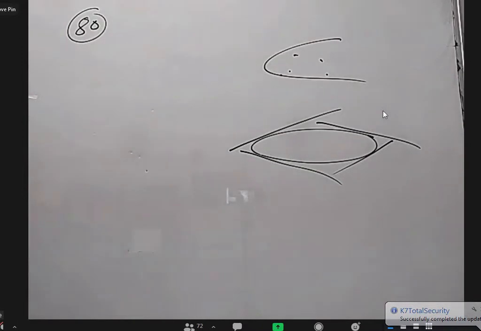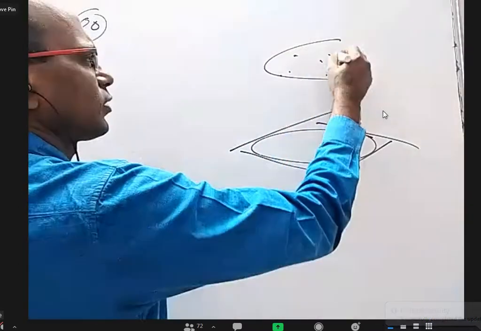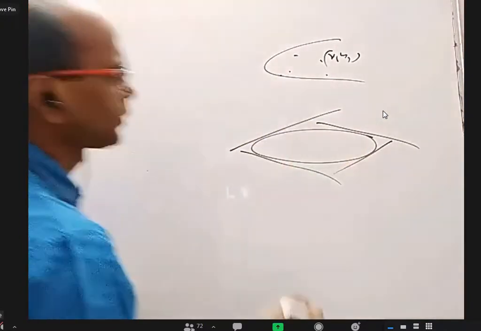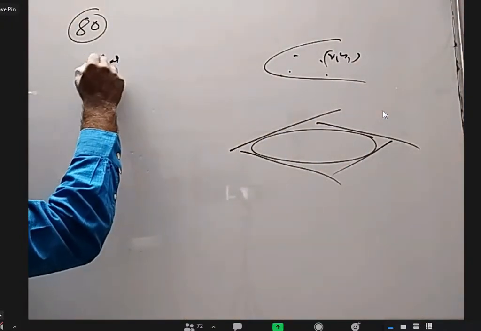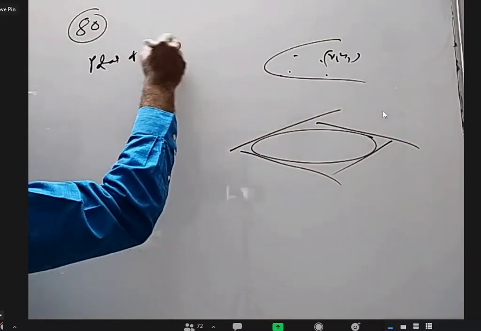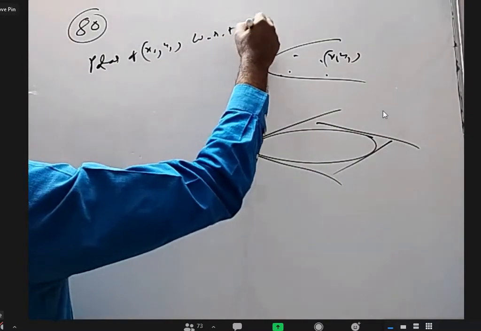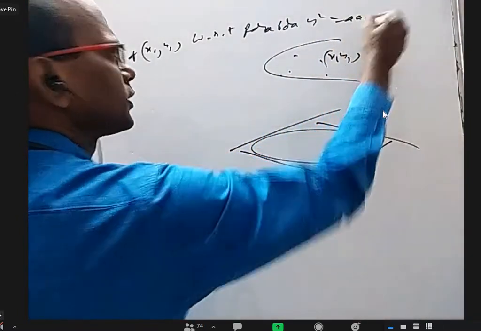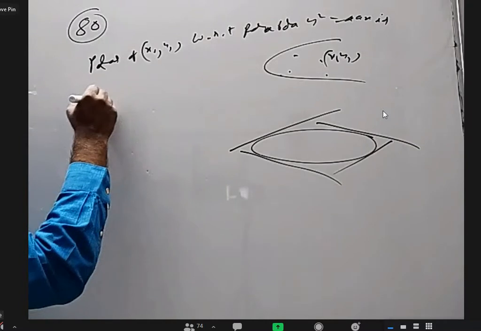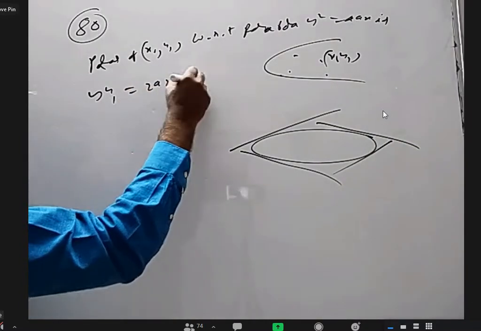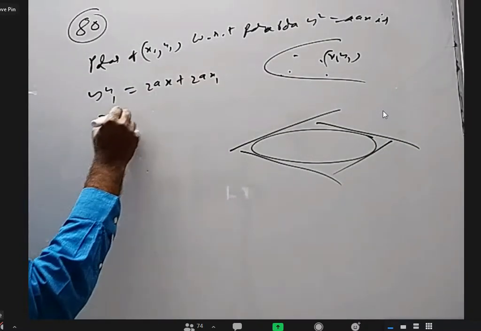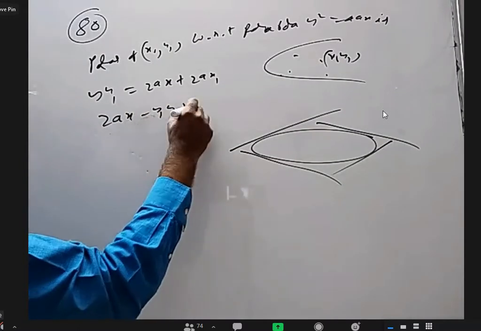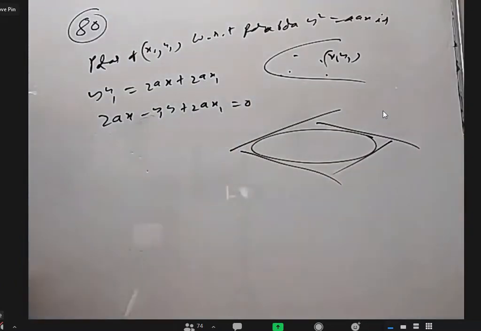Okay, so it's very simple. There is a point x1, y1, you take it, find polar with respect to parabola, that line should touch the ellipse. So find polar of x1 comma y1 with respect to parabola y square equal to 4ax, which is y1 y equal to 2a(x plus x1), that is, 2ax minus y1 y plus 2ax1 equal to 0.